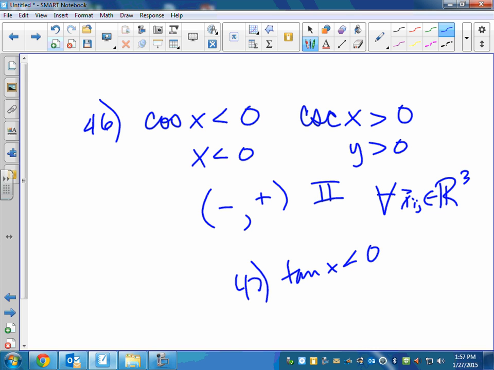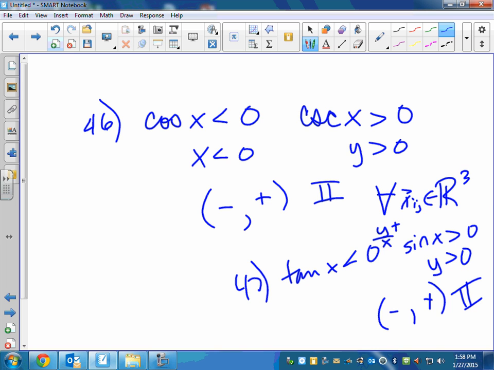Tangent X is less than 0. Sine is greater than 0. So if sine is greater than 0, Brandon, what do I know? You know that it's positive. What's positive? The Y part. If tangent's less than 0, tangent's Y over X, right? Well, we already know the Y is positive. If tangent's less than 0 and the Y is positive, what do you know X has to be? The only way that it can be negative is if X is negative. So what quadrant is negative X, positive Y? Still quadrant 2. Okay?